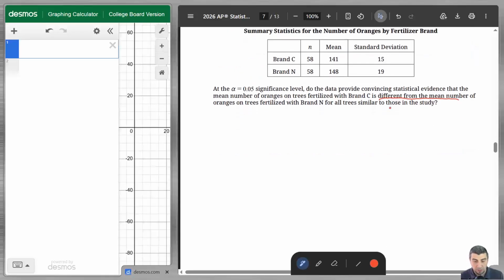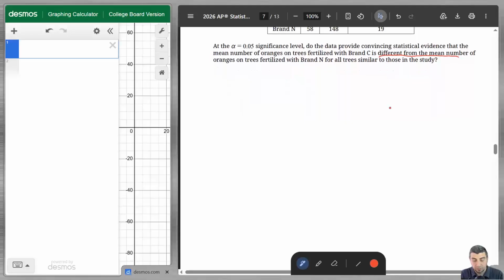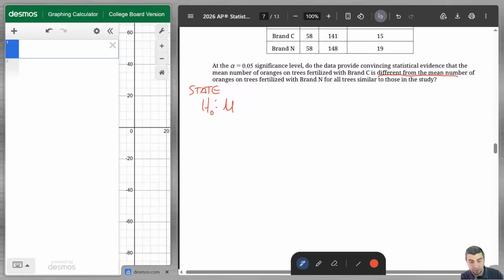Let's jump in to the full inference procedure. I like to use the form state, plan, do, conclude. So we're going to state the hypothesis. The null is that the mean of brand C minus the mean of brand N is equal to 0. And the alternative is that they are not equal to 0.